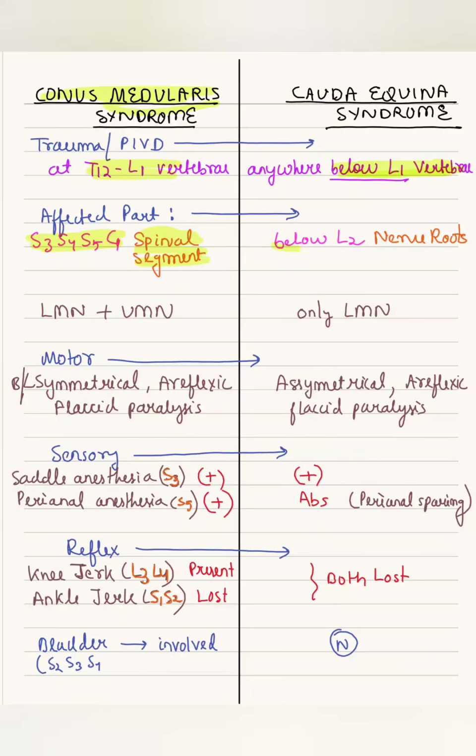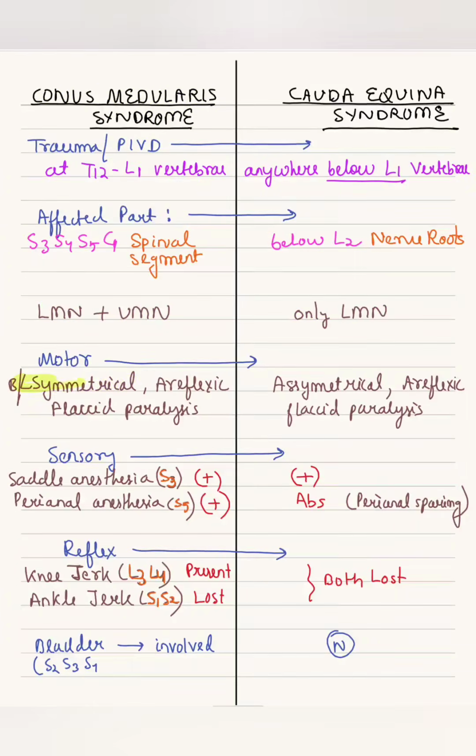Here, whatever nerve roots are present below L2 will get involved. Here, LMN and UMN both. Here, only LMN. I made this clear, okay? Here there will be bilaterally symmetrical areflexic flaccid paralysis, but in cauda equina syndrome, it will be asymmetrical.